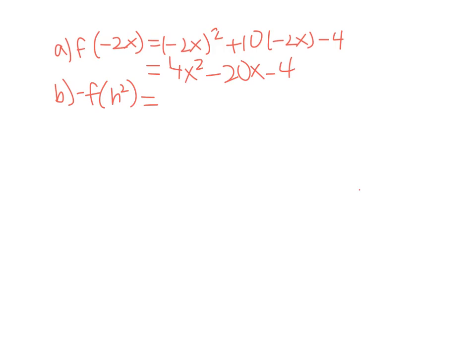So for part B, we have two things going on. We are going to have a negative outside of our function, and every x that we have is going to be replaced with h squared. So in the end, you get negative h to the fourth minus 10h squared plus 4.